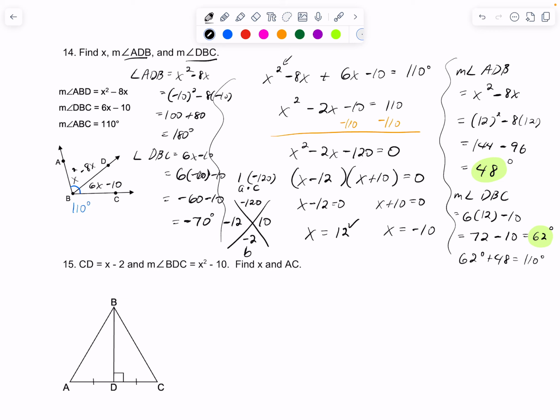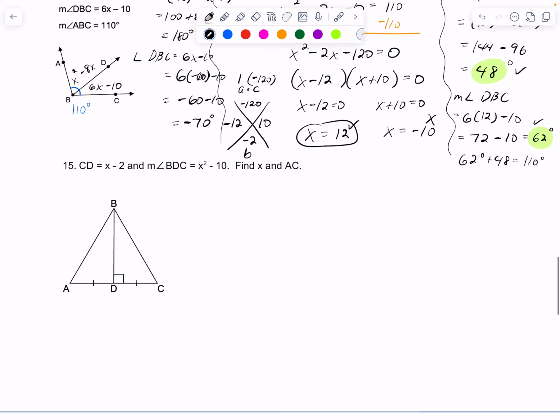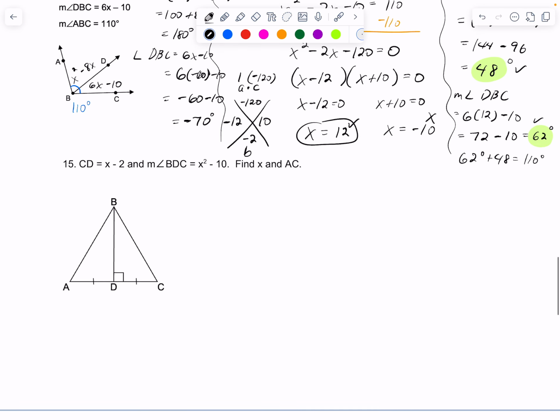So I'm going to say that this one does not work, right? It's called an extraneous solution. So just x equals 12, and then these two angle measures, all right, for ADB and DBC. That's 14. Okay, 15. 15 says CD is x minus 2.